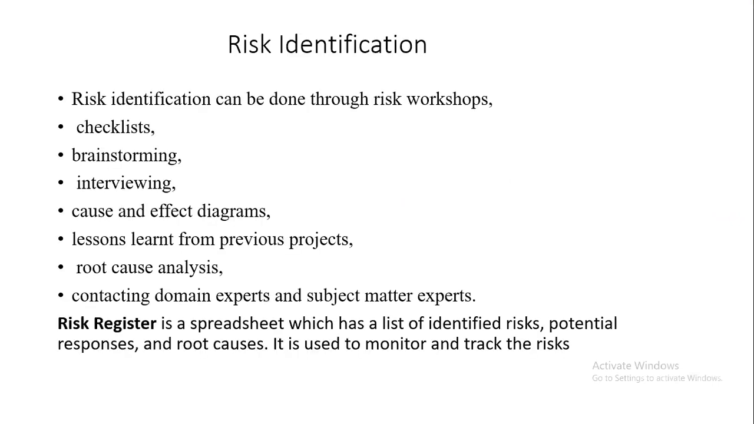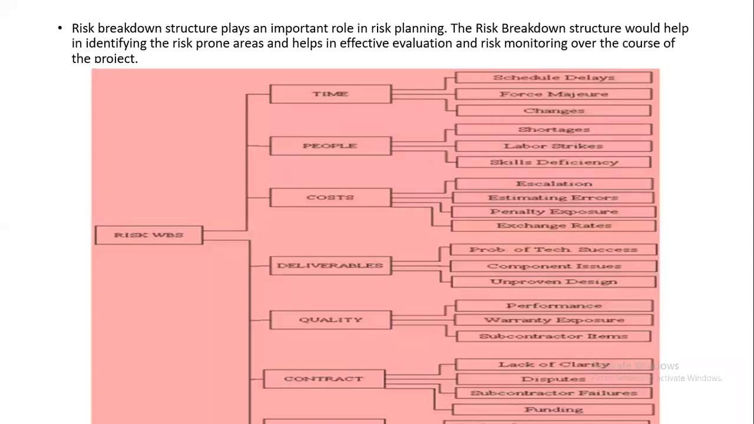So risk identification, how we can do it using different workshops, checklists, interviews, cause effect diagrams, and then root cause analysis. Based upon all these factors, we can identify the risk, and then that risk will be listed in a risk register. What are the root causes, how we have tracked that and how to monitor that, everything will be there in the risk register. So that we have already seen. So now we'll see the risk breakdown structure.